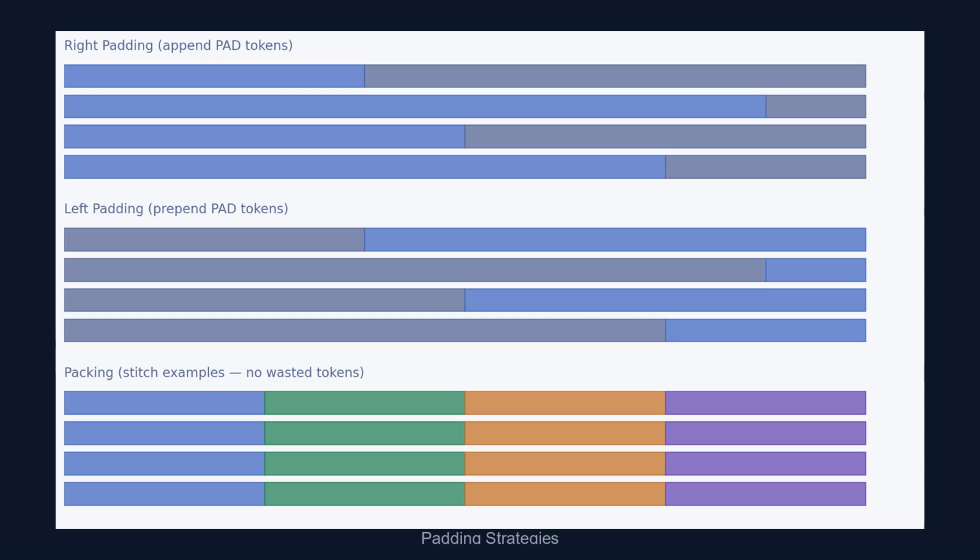Packing is the most efficient approach. Instead of padding individual sequences, it stitches multiple short examples end-to-end into a single sequence up to the maximum length with a separator between them. This minimizes wasted tokens and maximizes the useful information per batch. Unsloth's SFT trainer supports packing natively. It's one of the reasons the SFT trainer path is recommended over manual tokenization for this course.